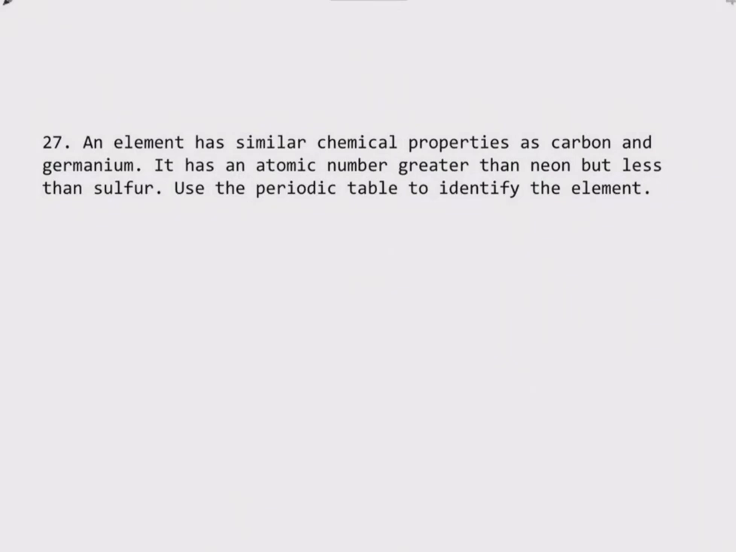There's an element with similar chemical properties to carbon and germanium. It has an atomic number greater than neon, but less than sulfur. Which element would this be? So the fact that it has similar properties to carbon and germanium means that it would be in the same group, which is group 14. The atomic number greater than neon but less than sulfur tells you that it's an element in between carbon and germanium. And the element that falls into group 14 between carbon and germanium is the element silicon.